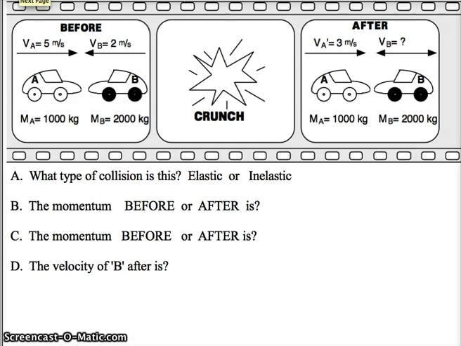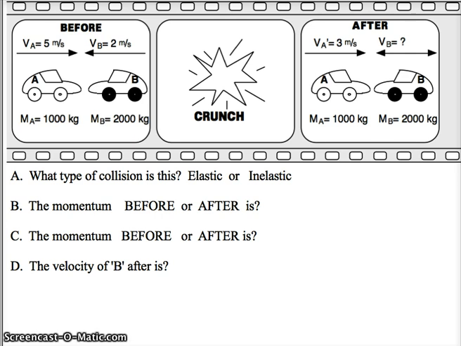First example, you're given two cars. Car A, going to the right at 5 meters per second, has a mass of 1,000 kilograms. Car B, going to the left, has a mass of 2,000 kilograms and is moving at 2 meters per second. Crunch. After the collision, car A still has a 1,000 kilogram mass and is now moving to the right at 3 meters per second. Car B still has a mass of 2,000 kilograms. What direction is its velocity, and what is its velocity? So we're going to start answering all four parts to this question.